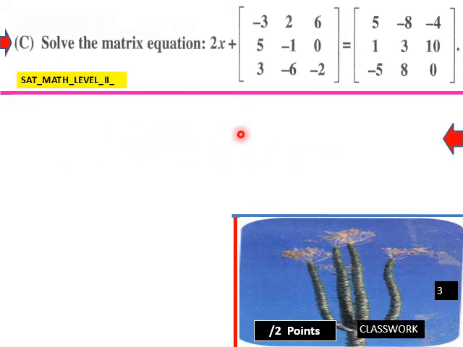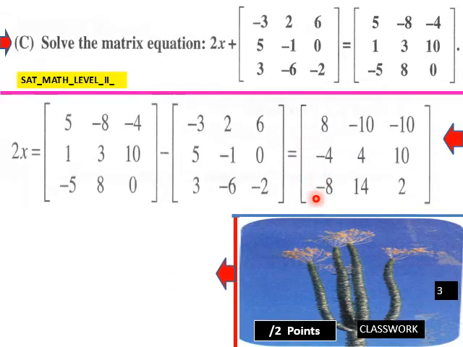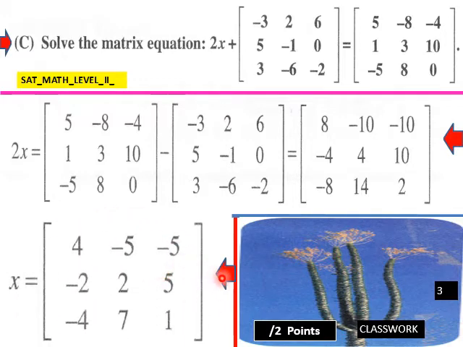Positive 1 and 3 would be 4. Negative 0 and 10 would be 10. And then negative 3 and negative 5 would be negative 8. Negative 6, the negative of negative 6 would be 6, and 8 would be 14. And then positive 2 and 0 will be positive 2. So now we get 2x equal this matrix here. Now when we divide every entry by 2, we get this matrix here. So that would be how you would solve that.